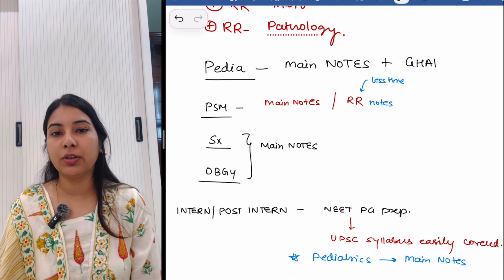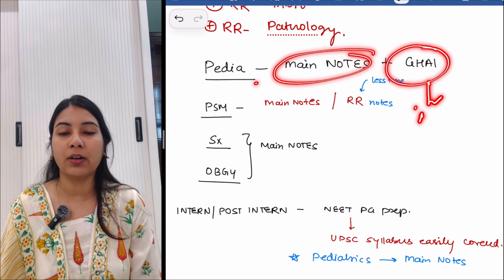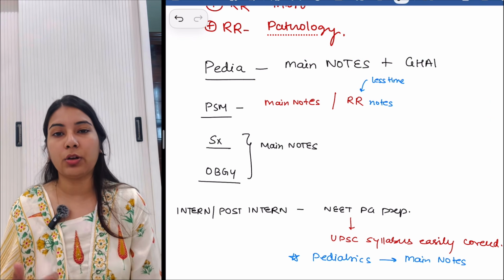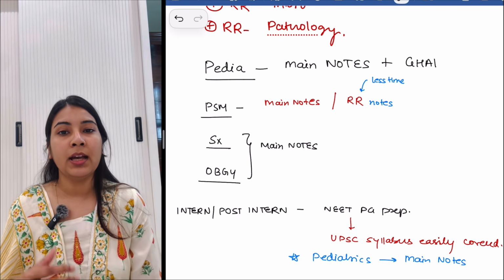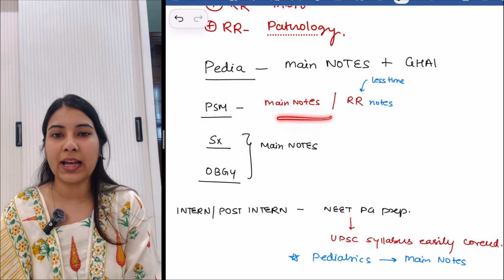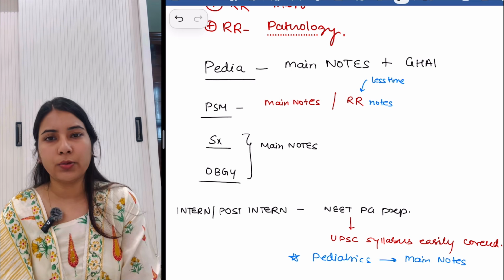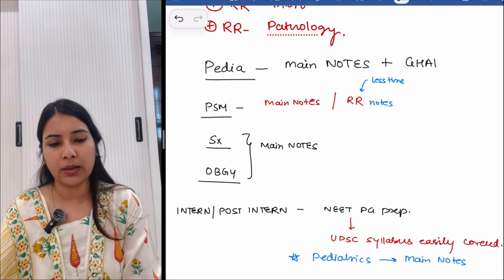So for these four subjects please do the rapid revision video. Now for pedia you need to do the main notes, and also add all the important topics and information from OP Ghai, because important topics like nutrition, growth and development are asked in a little depth in UPSC CMS. Next, for PSM you need to do the main notes, and because you have a time crunch in final year, you can also do the rapid revision notes. Rapid revision notes work fine, no need to worry about that.